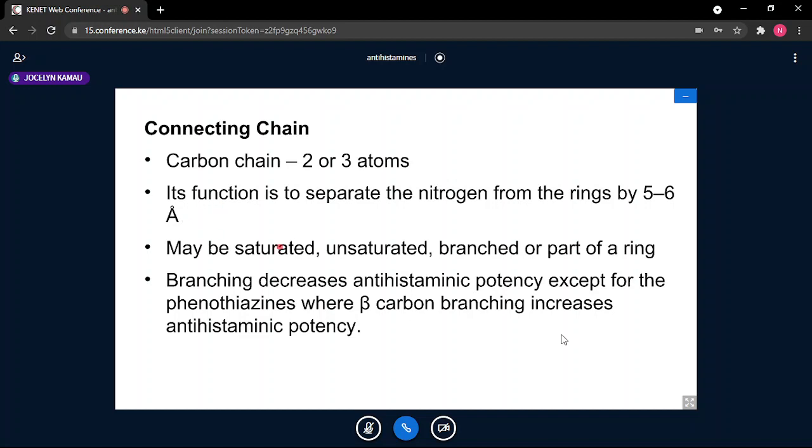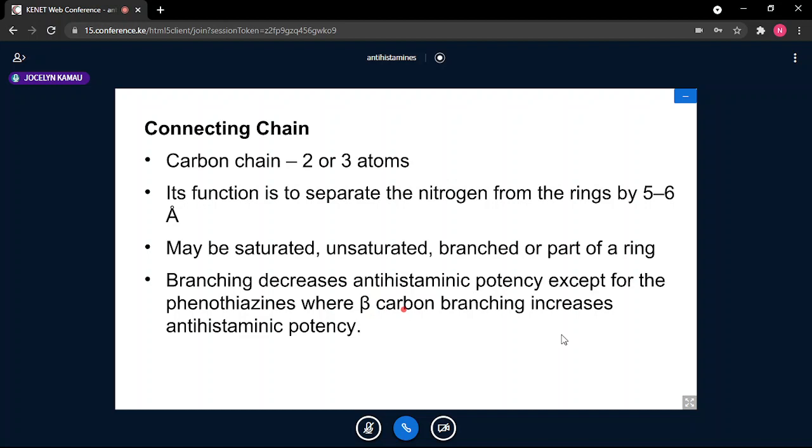We have said the connecting chain can be saturated, unsaturated, branched, or part of a ring. Branching decreases antihistaminic potency except for the phenothiazines. So in all the other drugs, you will find that branching decreases activity, with the exception of the phenothiazine, where the beta carbon is the beta carbon from the heterocyclic nitrogen.